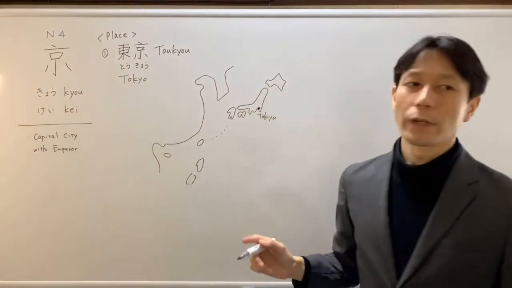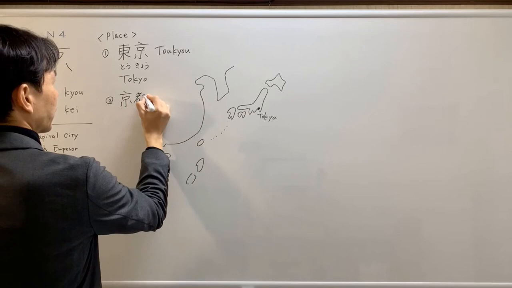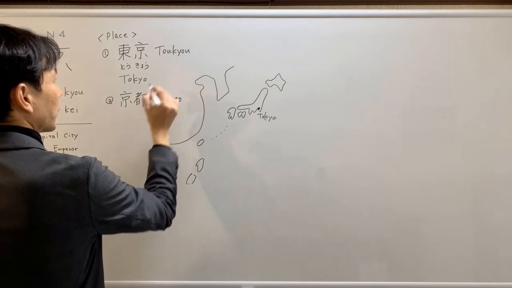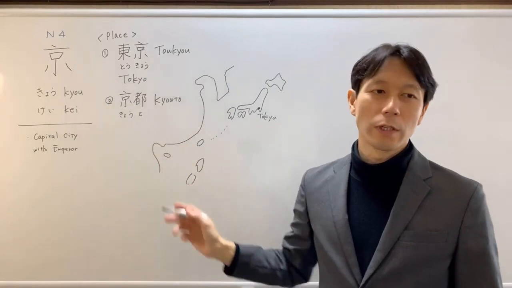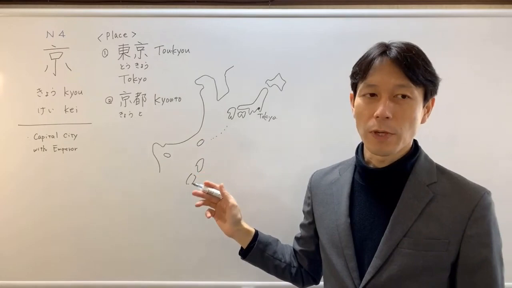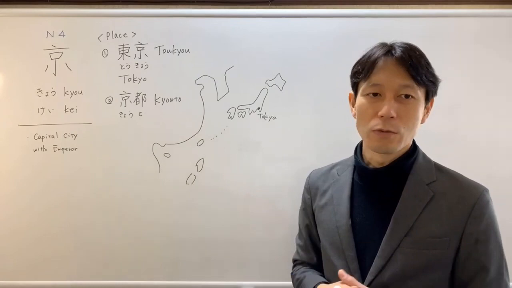Tokyo. And number two, Kyoto. And this is Kyoto. It is Kyoto, and Kyoto was the capital of Japan for over 1,000 years, from 794 to 1868.